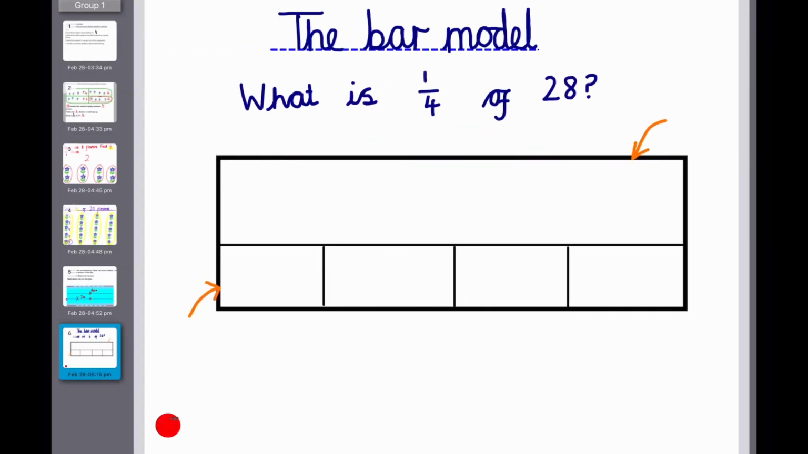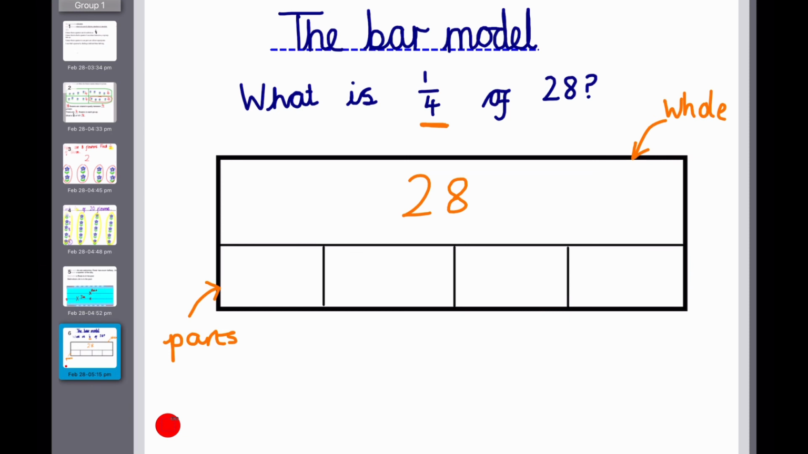We're going to use the bar model to find a quarter of 28. With the bar model, the top bar is called the whole, and the bits at the bottom are called the parts. What number are we finding a quarter of? What is our whole? 28 is our whole. We are sharing into 4 equal parts because the denominator, the 4, tells us to share between 4 equal parts.